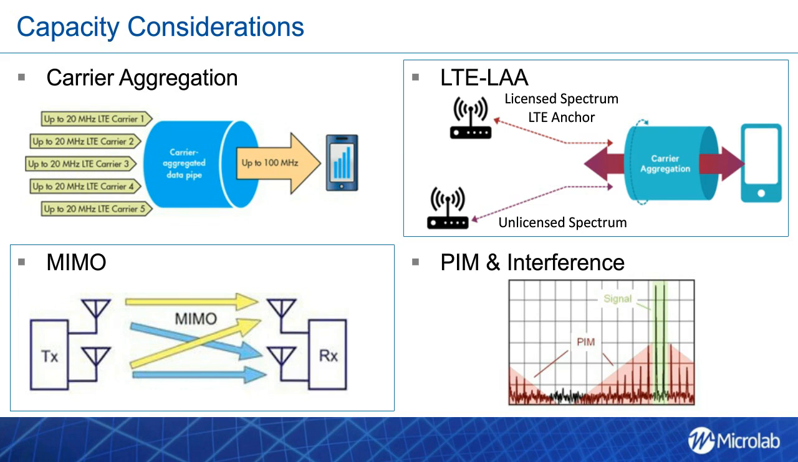CBRS still needs to be authorized by the FCC, and the spectrum sharing model is new. But that is not stopping carriers from ensuring future-proof deployments for this band. As a member of the CBRS Alliance, Microlab is optimistic that the rules will be finalized this year.